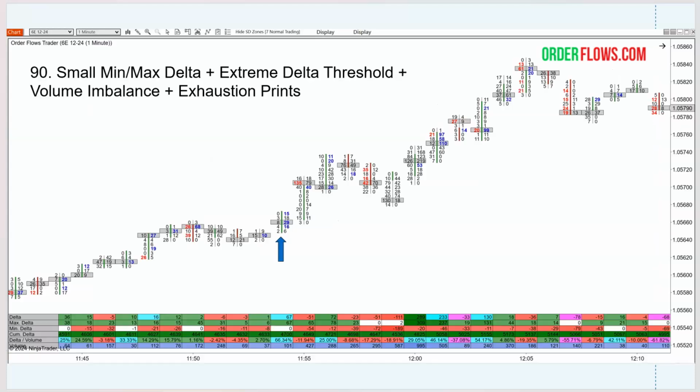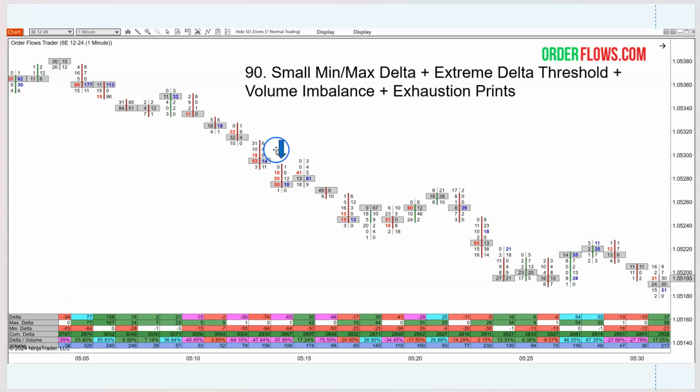Sorry. So here you go. Okay, so small min max. This is a small min, it's 0. Extreme delta threshold, 67. So it's closing near its max delta of 67. Volume imbalances, you got 3 buying imbalances, and exhaustion print, 2.